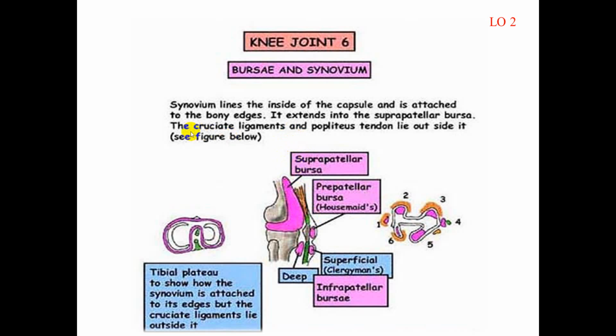The cruciate ligaments and popliteus tendon, although they are intracapsular, actually lie outside the synovium. So the cruciate ligaments and the popliteus tendon are intracapsular, but they are extrasynovial.